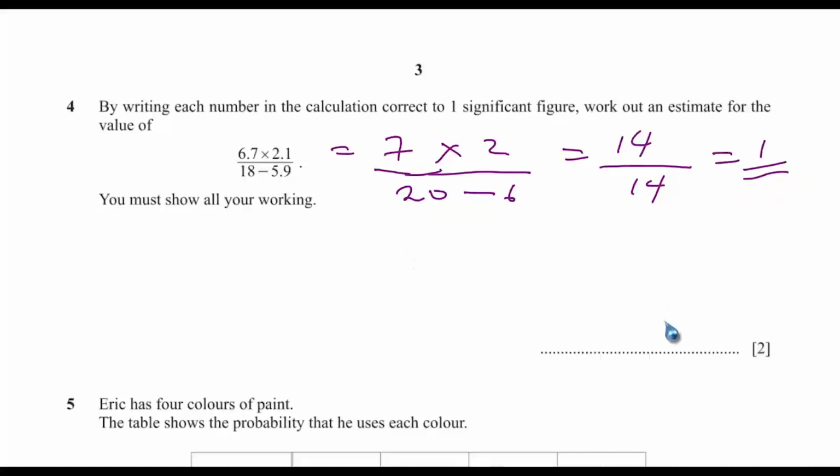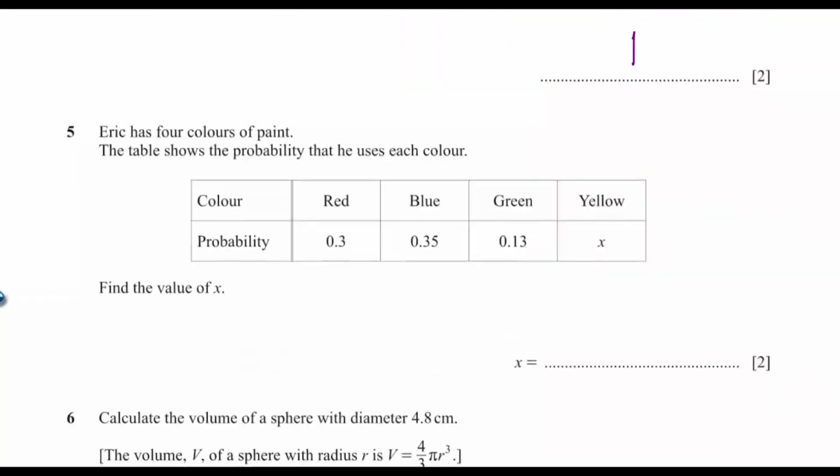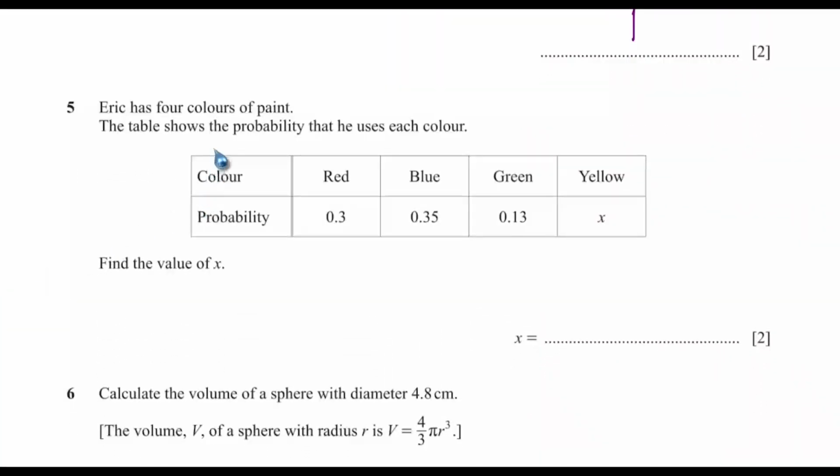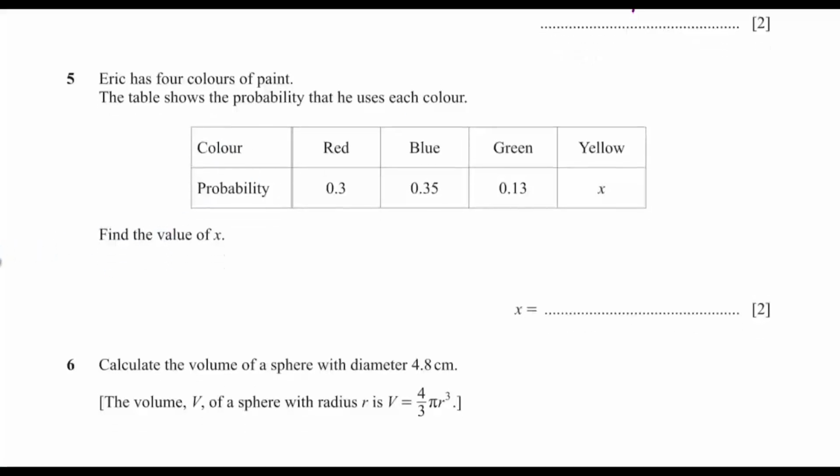So that means the answer is 1. The next question is question 5. Eric has 4 colors of paint. The table shows the probability that he uses each color. So find the value of X.